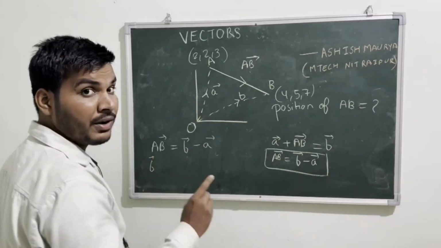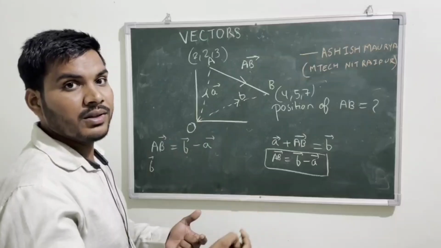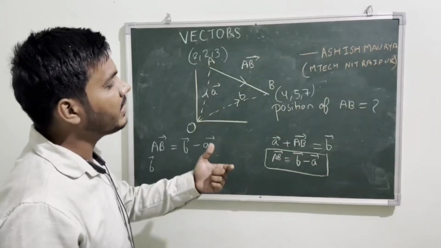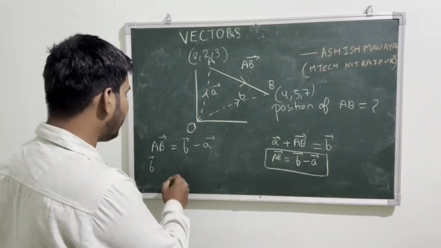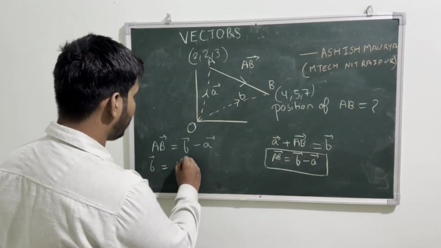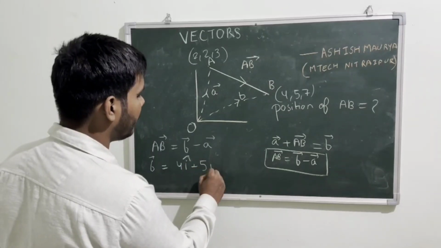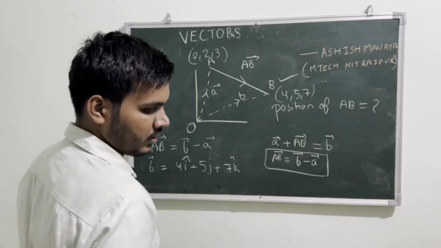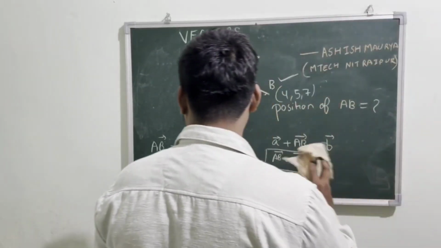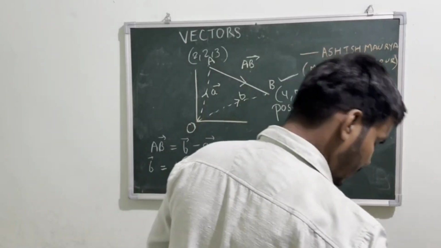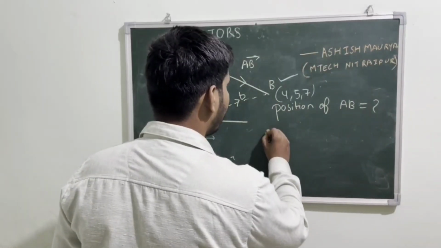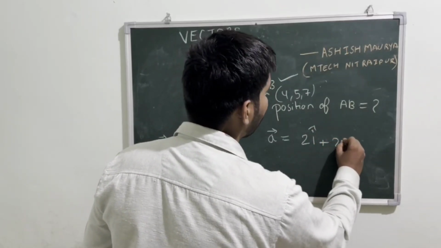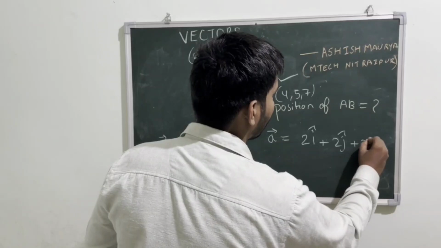B vector can be determined with the help of the previous thing, i j k caps. We already know about i j k caps. i j k caps can be used to determine the position of A as well as the position of B. So the position of B is 4i plus 5j, here you can see this coordinate, plus 7k. Let me rub this board. Now we have to determine the position of B. The position of A can be determined by 2i cap plus 2j cap plus 3k cap.